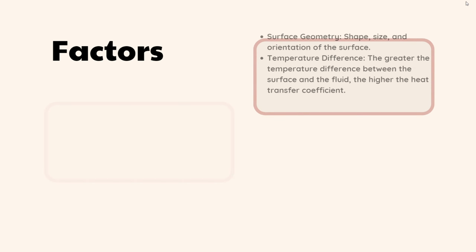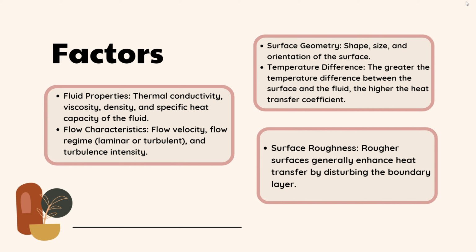Factors: fluid properties, thermal conductivity, viscosity, density, and specific heat capacity of the fluid. Flow characteristics: flow velocity, flow regime laminar or turbulent, and turbulence intensity. Surface geometry: shape, size, and orientation of the surface. Temperature difference: the greater the temperature difference between the surface and the fluid, the higher the heat transfer coefficient. Surface roughness: rougher surfaces generally enhance heat transfer by disturbing the boundary layer.